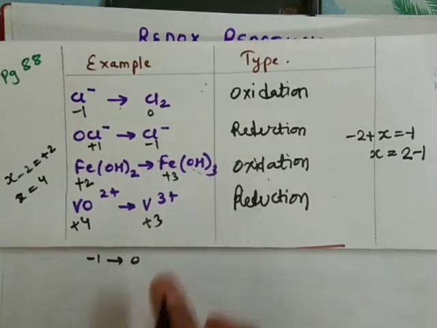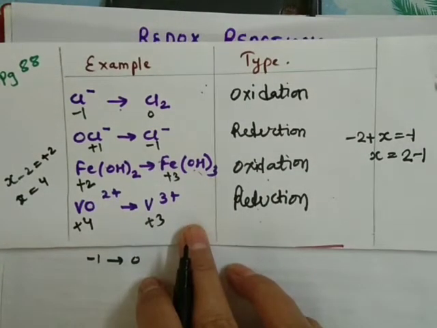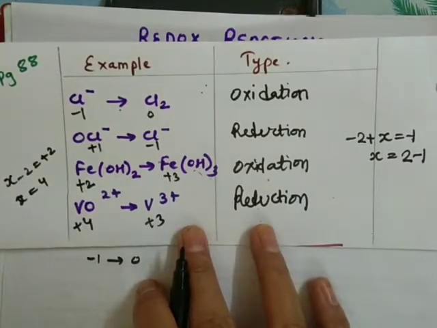So this is how, just by seeing how the oxidation number changes. If it increases, it is oxidation. If oxidation number decreases, it is reduction. We can solve this type of the question.